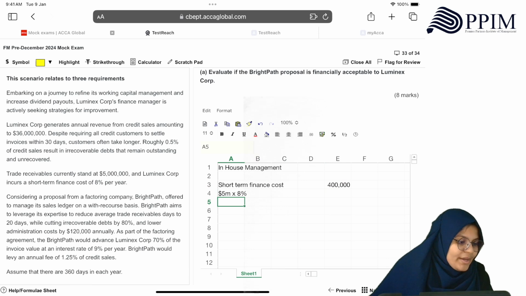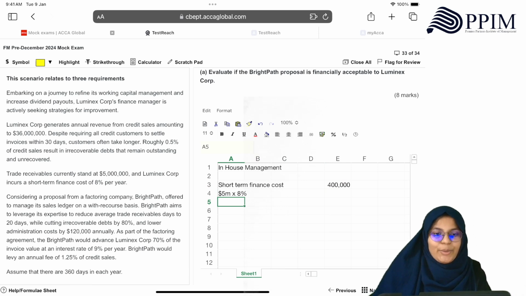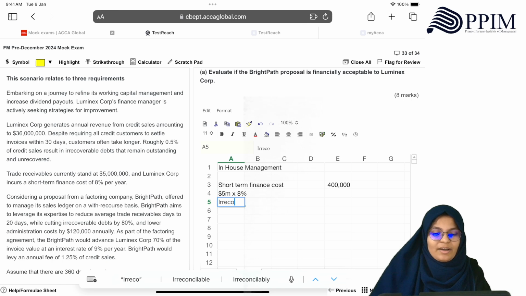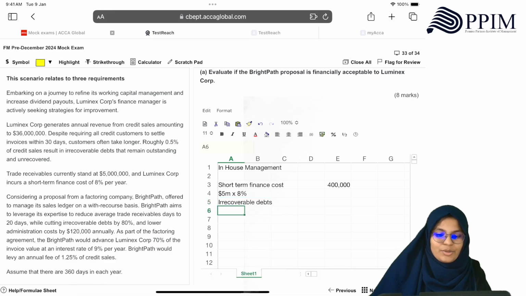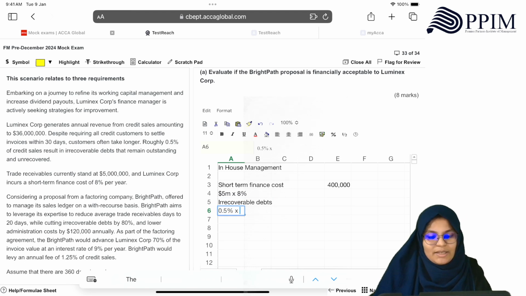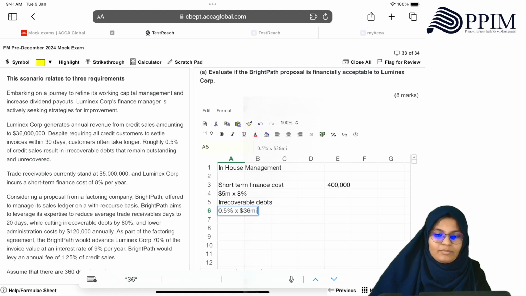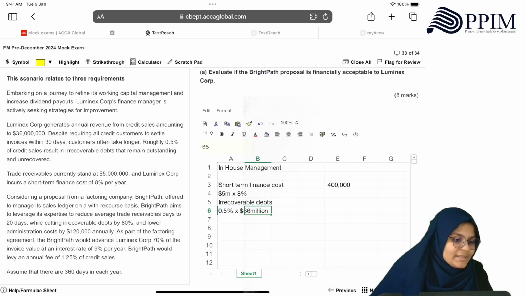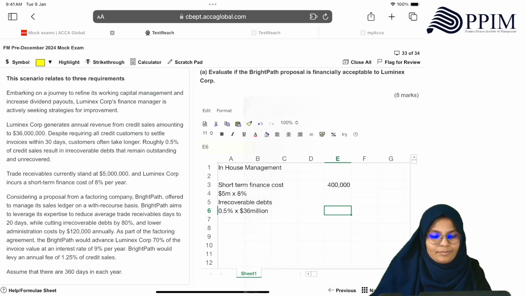First thing. Then if I do it in-house, I will have irrecoverable debts of 0.5% of sales. So irrecoverable debts, that's going to be 0.5% into the sales figure, which is 36 million. So that is 180,000. This is another cost I will have to incur.